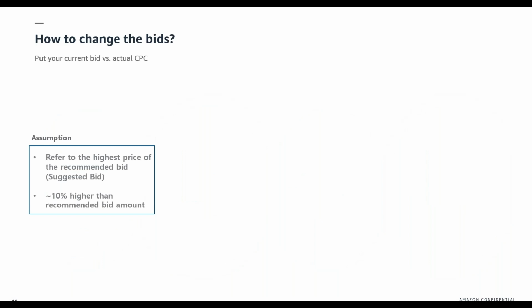And then of course, we take a look at bid adjustments, how to change your bids. So essentially, how in general we want to take a look at adjusting your bid.